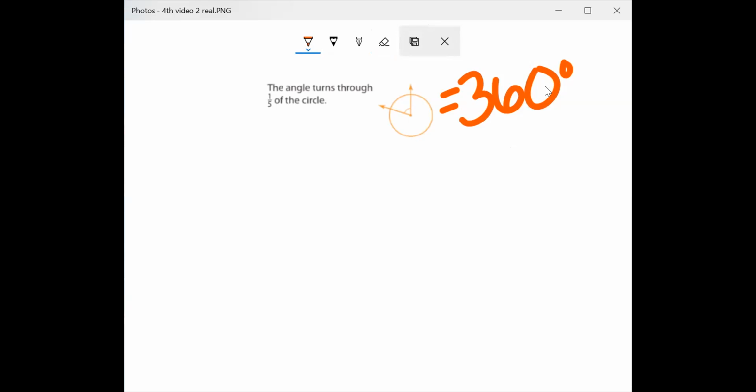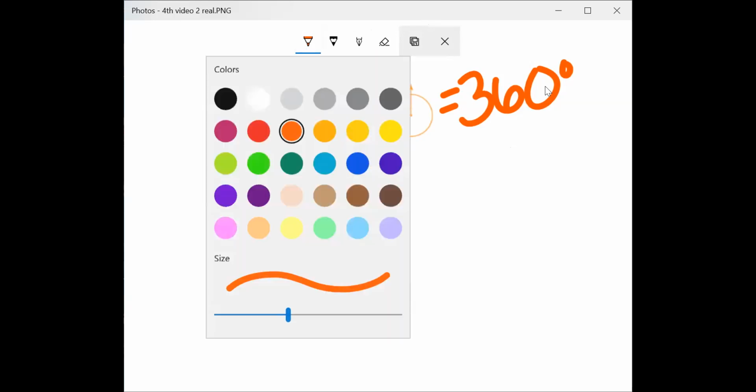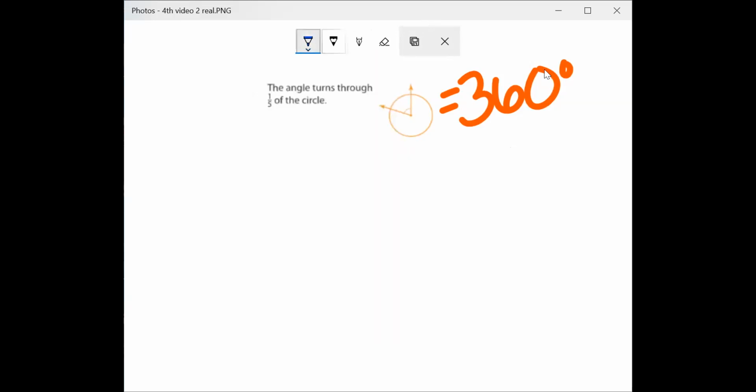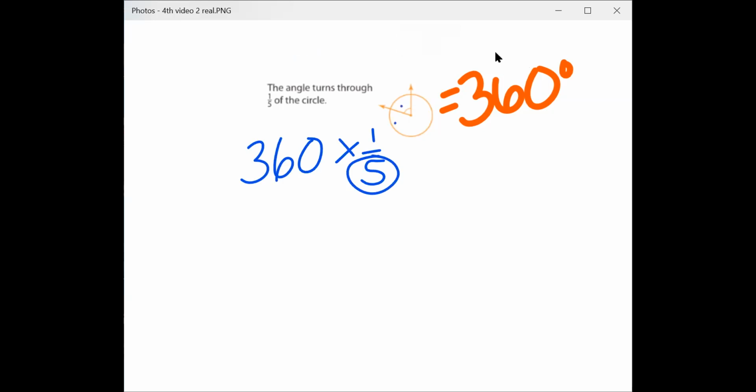So 360 degrees. Looking at this problem, it's telling us that the angle turns through 1/5 of the circle, and they want to know how many degrees that is. So remember, we talked about 1/5 of 360. We're going to divide 360 by 5 because 5 equal angles would fit in here. So each one is going to be 1/5 of 360.